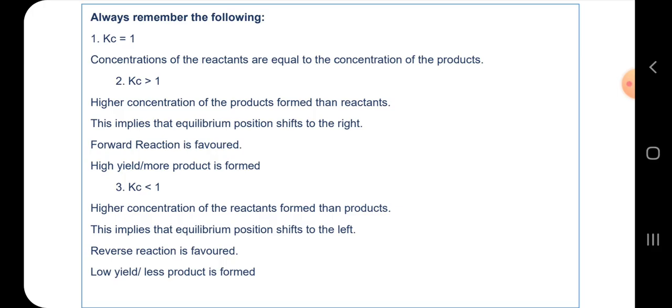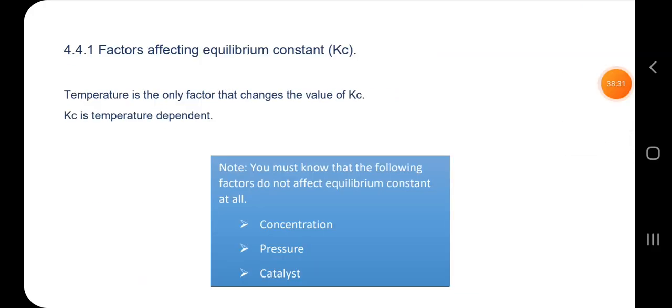So the factor affecting the equilibrium constant is temperature. It is the only factor that changes the value of Kc. Kc is temperature dependent. Note, you must know that the following factors do not affect the equilibrium constant at all: concentration, pressure, and catalyst do not affect the equilibrium constant at all. It's only temperature.